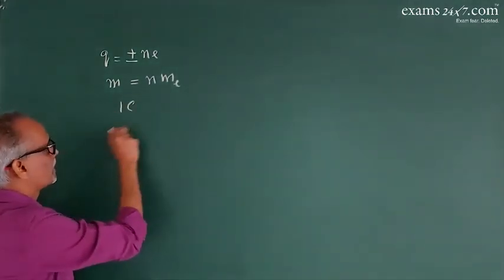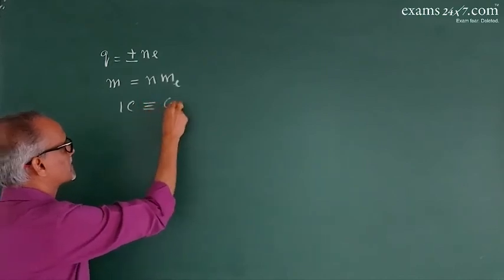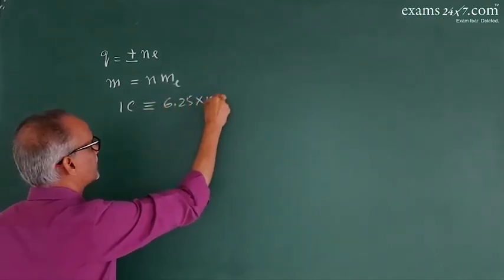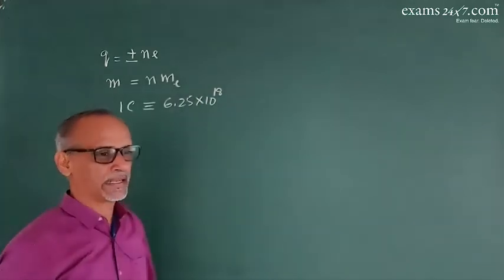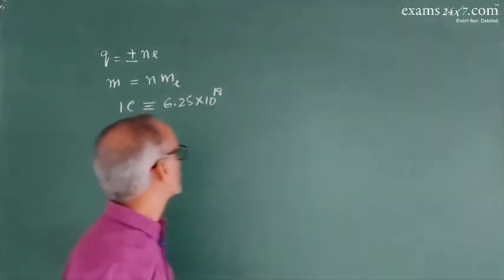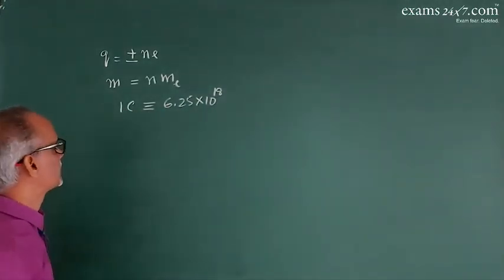Now 1 coulomb is equivalent to 6.25 into 10 to the power 18 electrons.